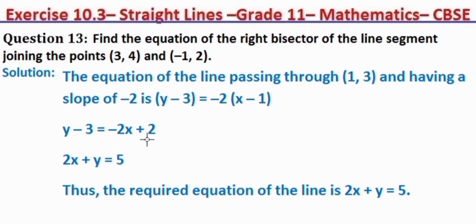Then transposing 2x to the left hand side, what will happen? 2x plus y. Then minus 3 transposing to the right hand side. So plus 2 is already there. Minus 3 will become plus 3. So 2 plus 3 is 5. Thus the required equation of the line is 2x plus y is equal to 5.